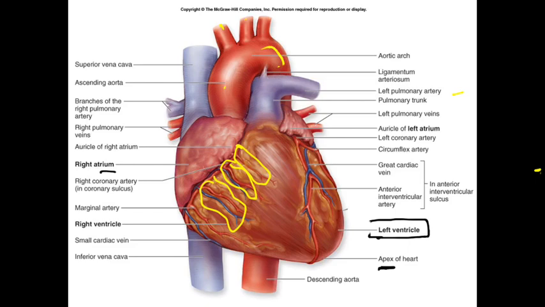There are also a series of cardiac veins. You see the blue veins, and they are carrying blood from the heart muscle back to the heart, and we'll discuss those in a moment.